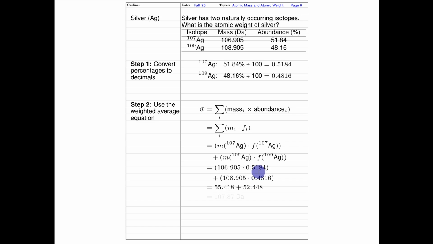I multiply these terms through to get numerical values, which is 55.418 plus 52.448. I add those together, and the result is 107.87 daltons. If you check with the periodic table, that is the atomic weight of silver.